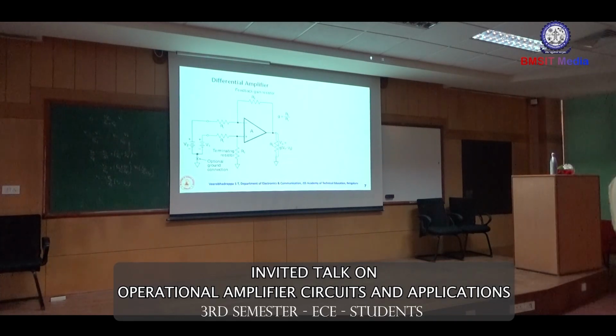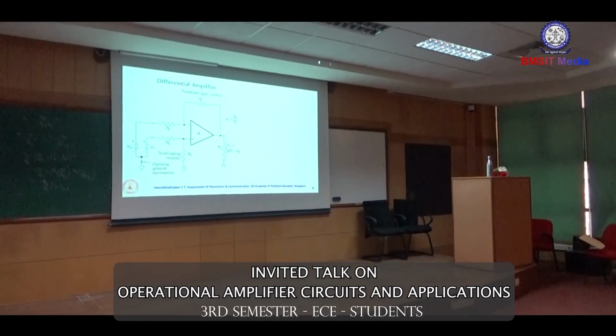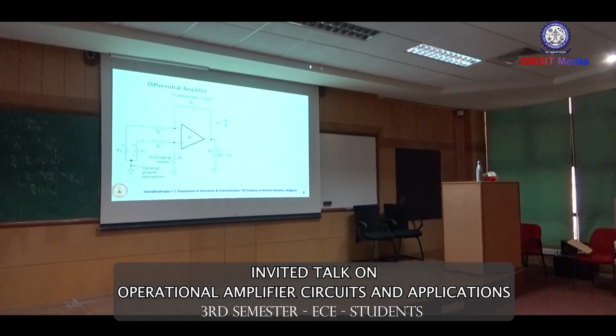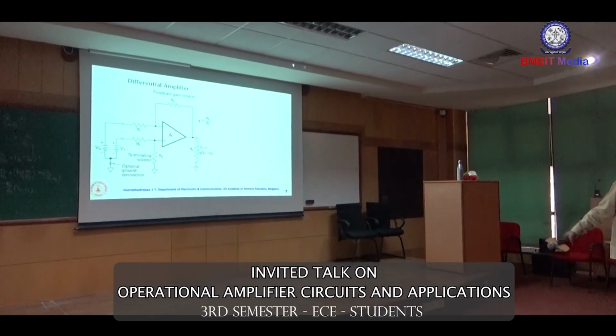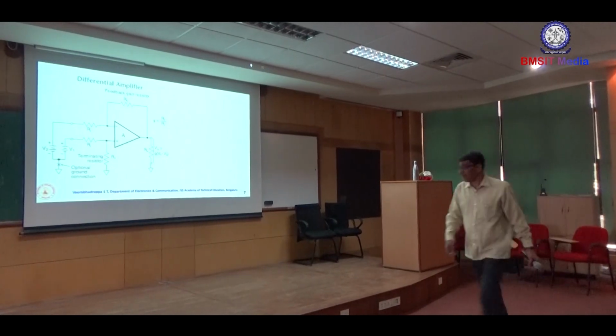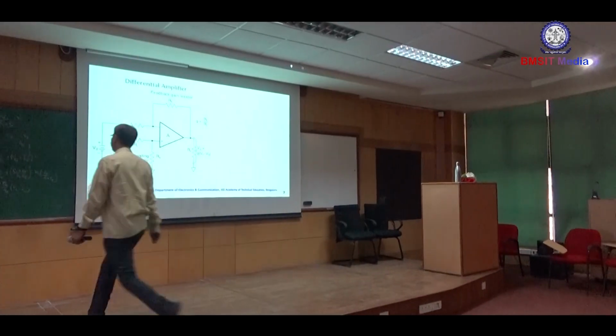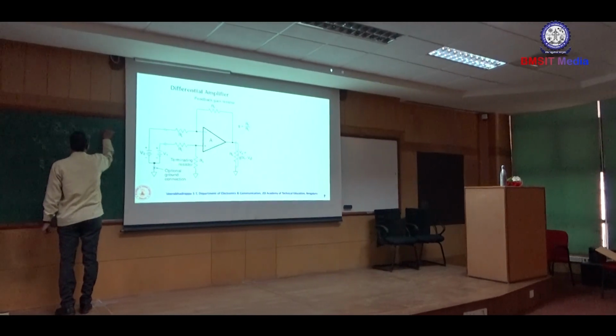Means we are going to give a different weightage to the input voltages V1 and V2 if they are not equal. If they are equal, then the output is directly proportional to the difference of those two, isn't it? With a gain multiplied, minus RF by R1 plus RF by R1. If these two resistances are not equal, then your output voltage is equal to, I'll write like this, something A into V1 minus B into V2.